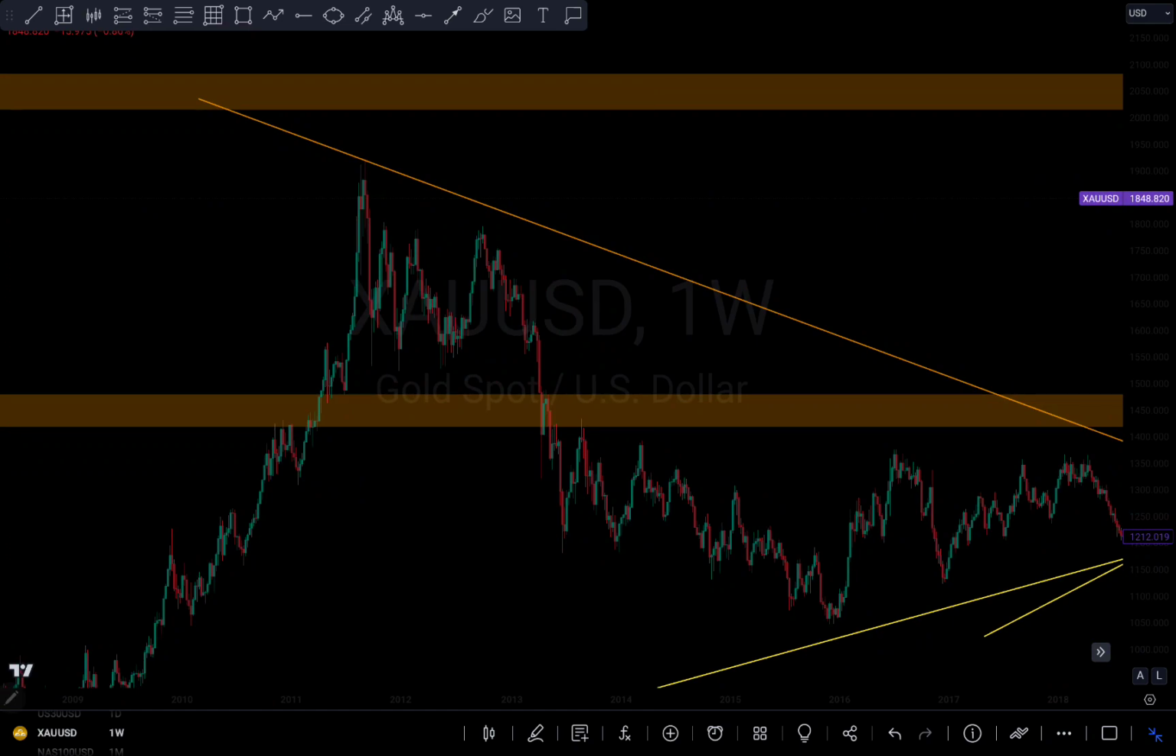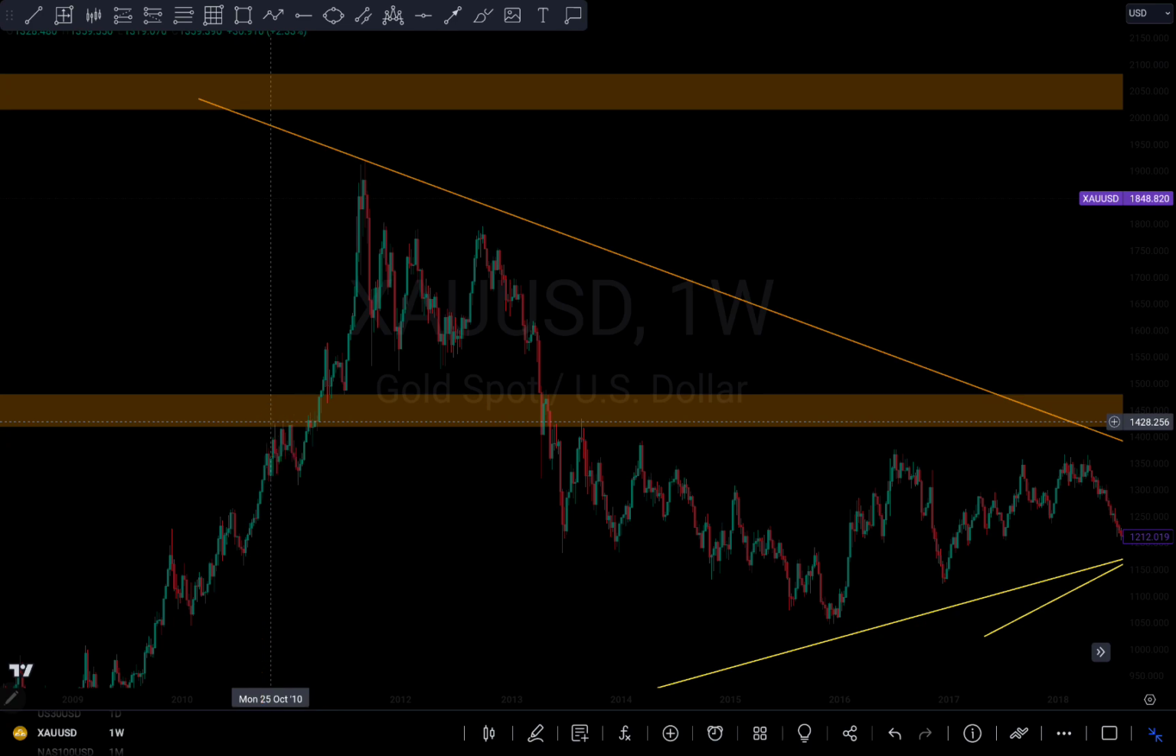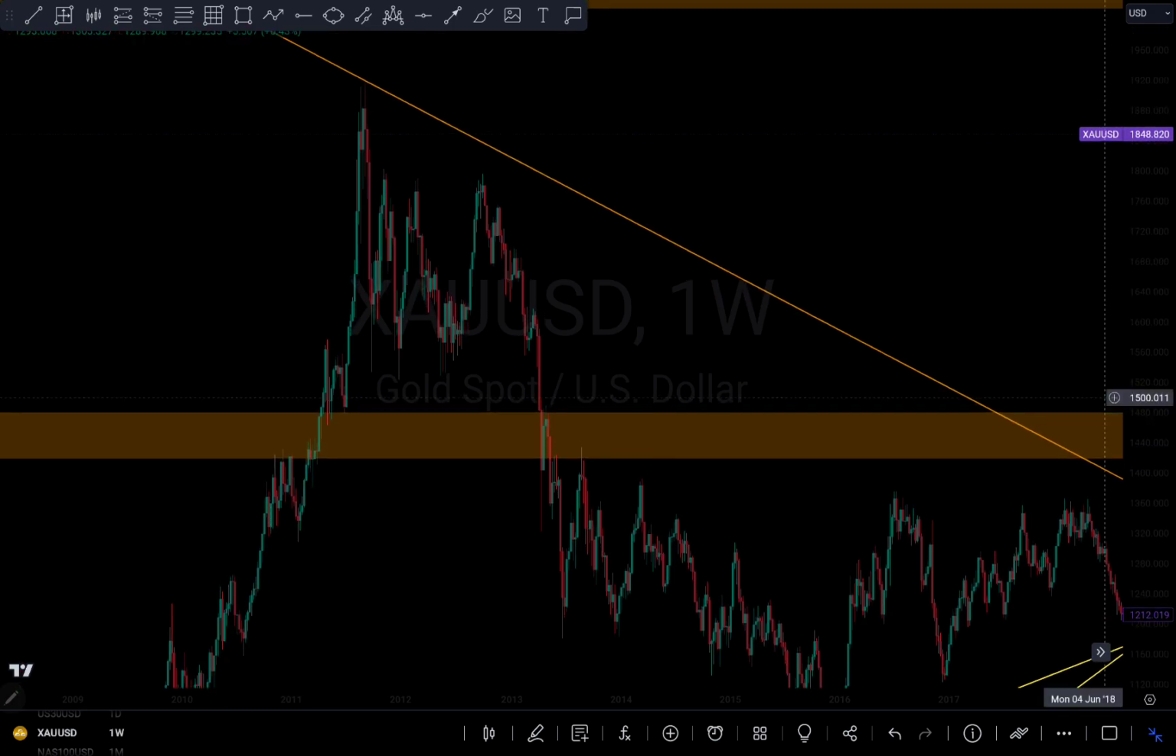My reason is because looking at the left right now, if I go to around this area right here, this is actually 2010. This level right here is Monday 25th October 2010. That is crazy. 2010, I didn't even know about trading by then. So you can see around this section right here, we started rejecting off of that section.